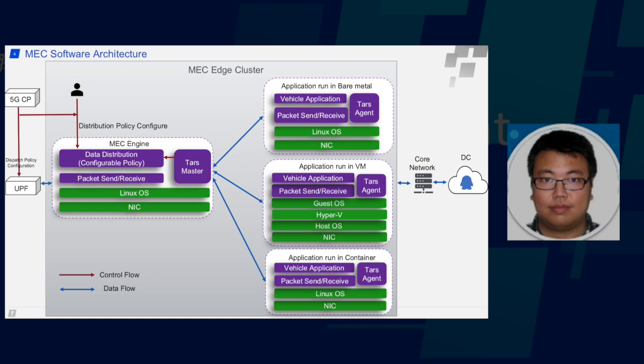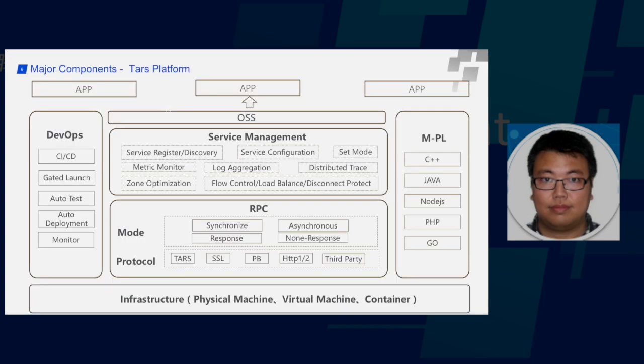But beyond that, TARS provides support for its private protocol as well. We support Google protocol buffer, and beyond that, we support the TARS private protocol, which is a very high performance RPC protocol as well. And if you don't like TARS or Google protocol buffer, you can use SSL, HTTP, or a third party. So we support very flexible protocols in TARS.